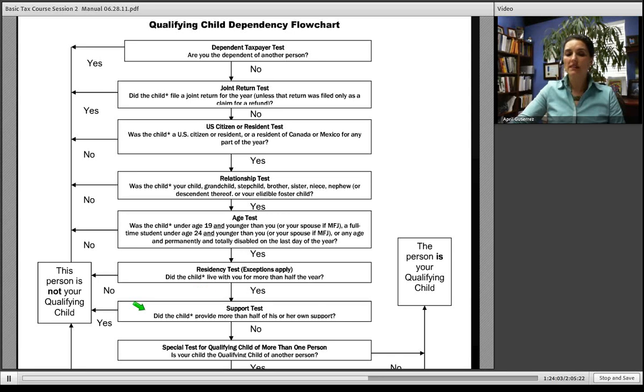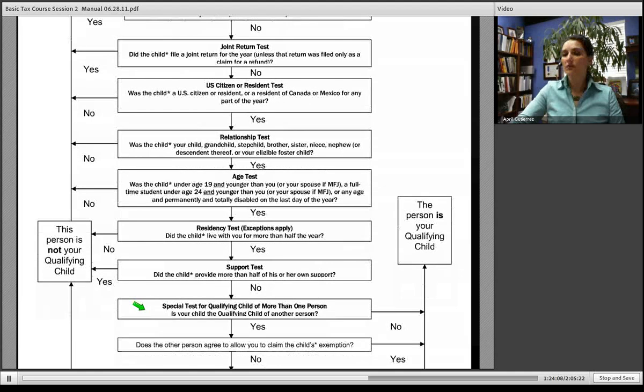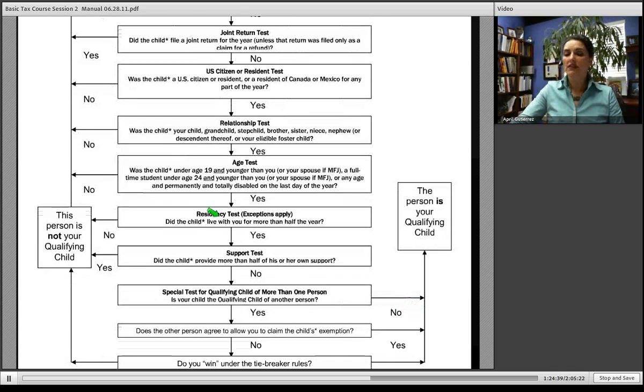Under the support test, it says, did the child provide more than half of his or her own support? If the answer is no, then you move on. If the answer is yes, you can't claim your child because your child supported himself and you flunked that test. So you have to be able to show that your child did not support his or herself, and if your child did not, then you move on to the next test, which is a special test for a qualifying child of more than one person. It states, is your child the qualifying child of another person? If the answer is no, you're done, and you are able to claim your child as a qualifying child.